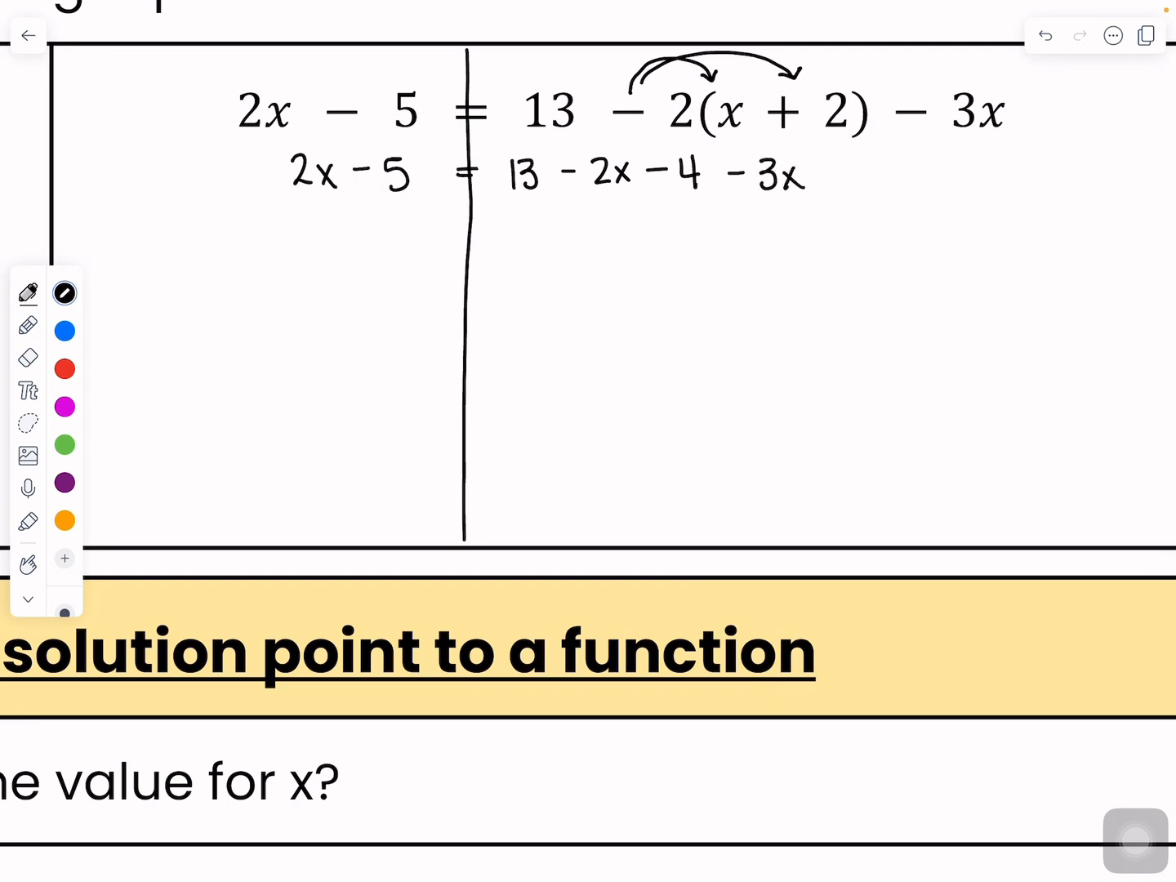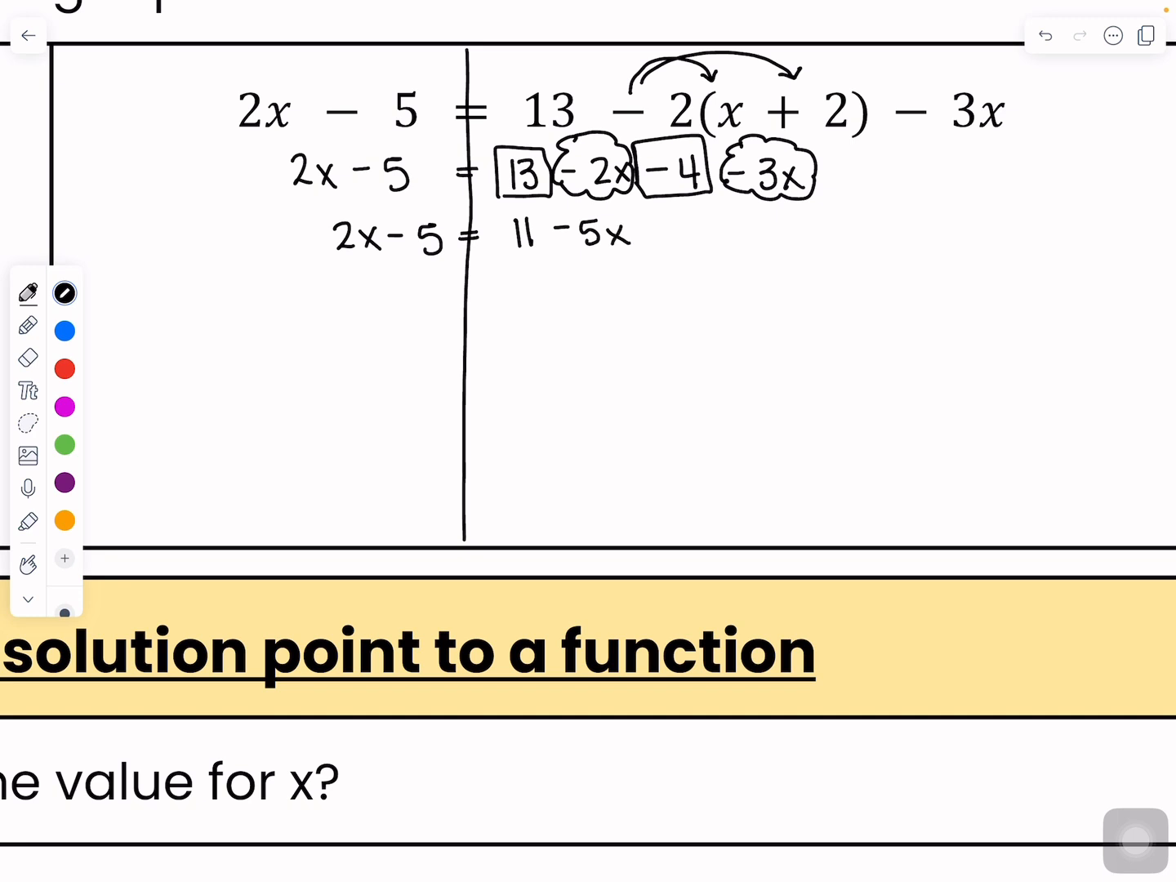Now we must combine like terms on the right-hand side of the equation. So we have 2x minus 5 is equal to, and when we combine 13 and negative 4, we are left with 11. When we combine negative 2x and negative 3x, we get negative 5x.